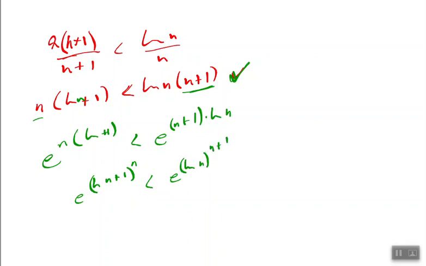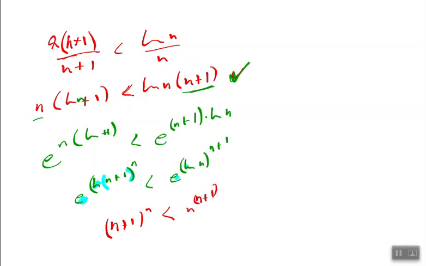Well, what do you know about an e and a natural log? And that should be in parentheses, n plus 1. They are inverse operators. So because we have e raised to the natural log of, all that stuff is going to kind of go away. And so now we're going to state that n plus 1 to the power of n is less than n to the power of n plus 1.